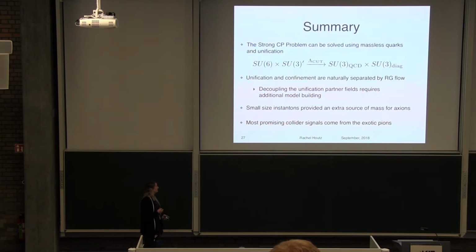And one of the cool things is we were able to use the small-sized instanton mechanism that was pointed out by others, that provided an extra source of mass for our axions. And in our model, the promising collider signature was from the exotic pions that came from the confinement of this group.